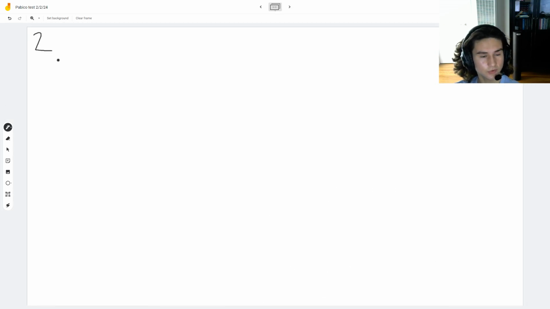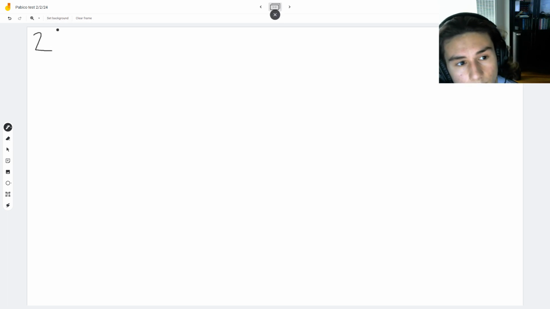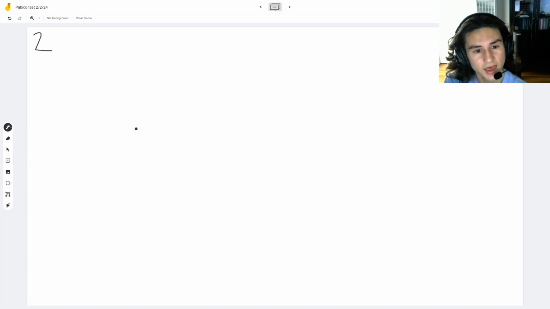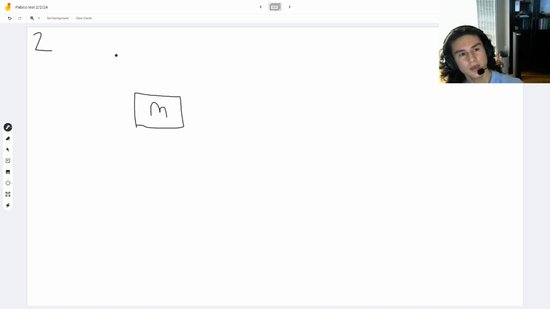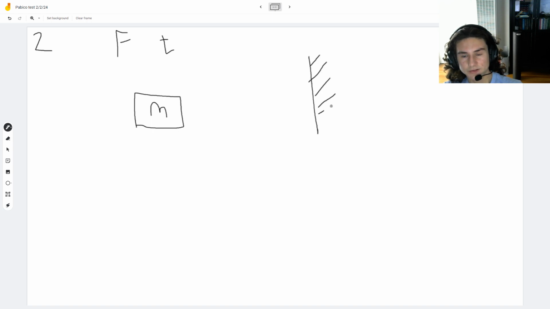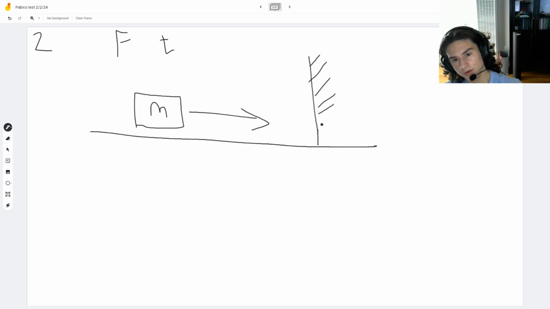So now moving on to problem two. This was focusing on impulse. Basically, it was saying that we had a cube, some mass, and it was accelerated by a force over a time period into an elastic wall, right? And it wants us to evaluate the impulse, or change in momentum, that the wall caused on this box.